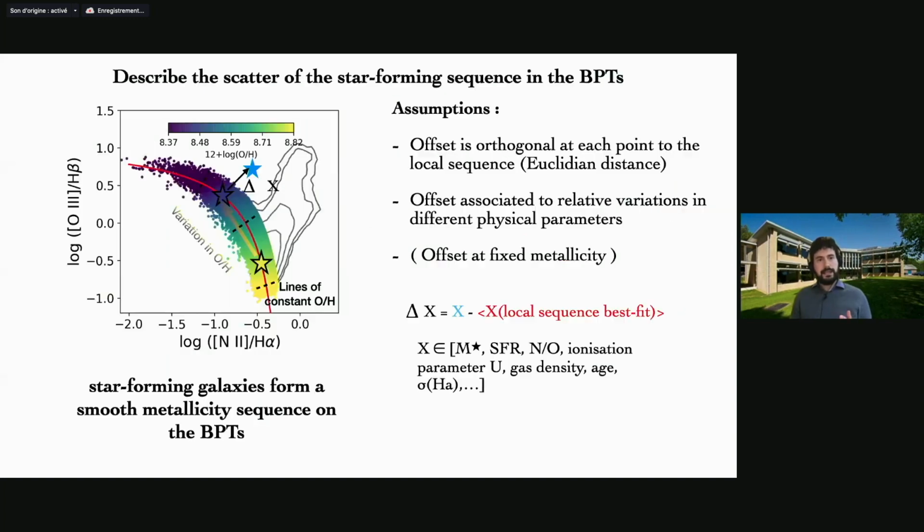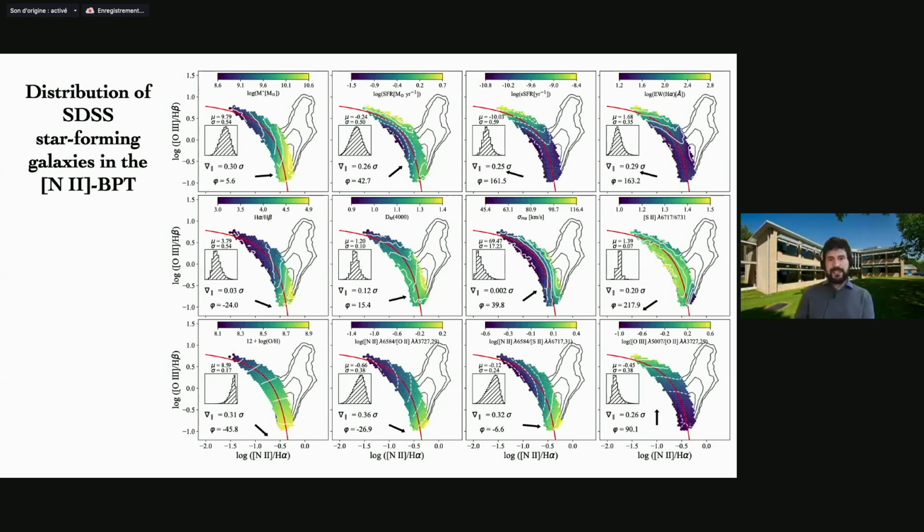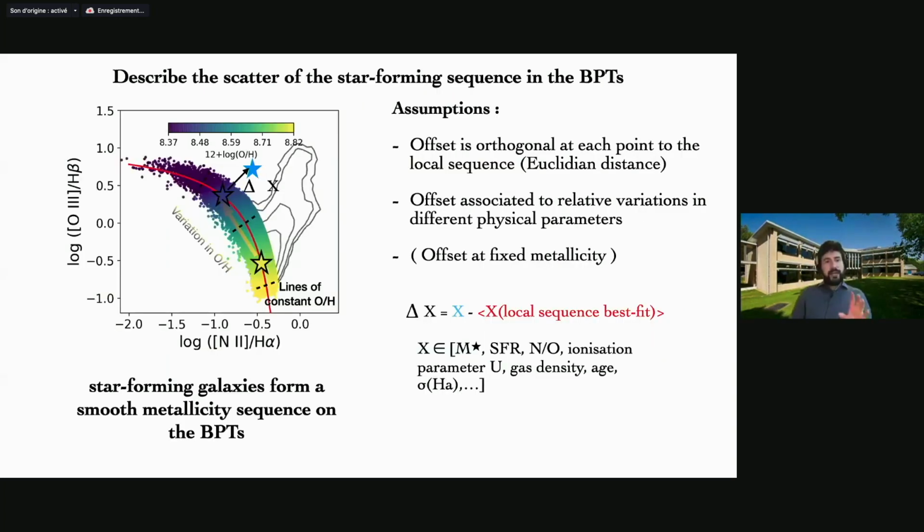So the idea here is that, and we can also try to quantify it with different statistics, which are described in much more detail within the paper. We can assume to the first order that the sequence of star-forming galaxies in the N2BPT, in the local BPT diagrams, is primarily a sequence in metallicity. So moving along the median sequence of star-forming galaxies, the value of the metallicity changes, whereas lines of constant metallicity are almost everywhere orthogonal to the sequence itself.